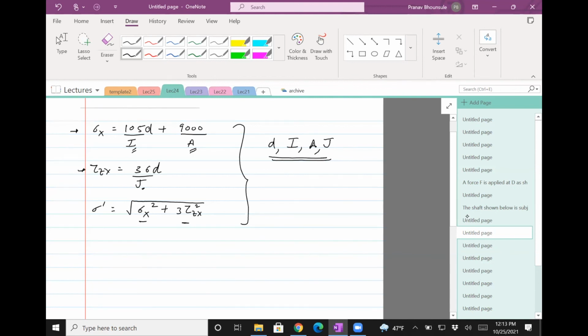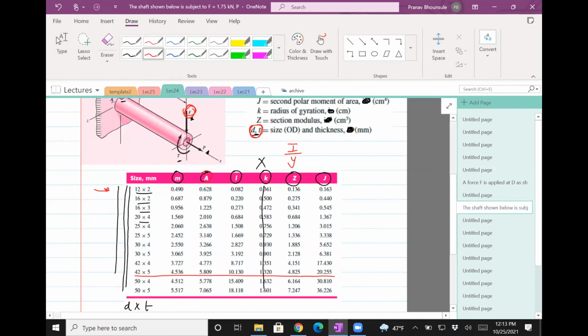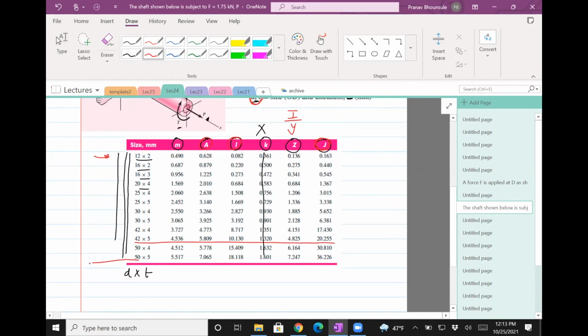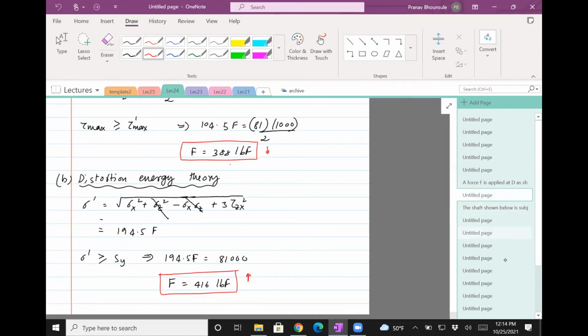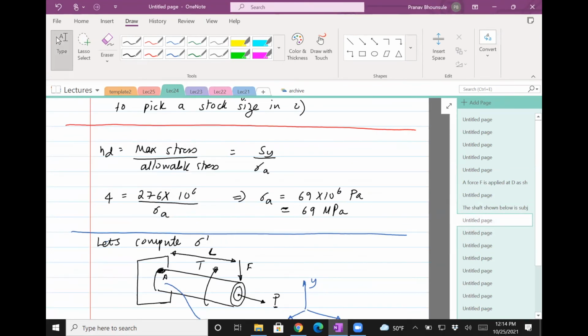So what you need to do is go back to the table. You see there's an A, there's an I, there's a J, and there's actually a D sitting in here. So you'll pick D, put in the value of A, put in the value of I and J, and then compute sigma prime. Compute sigma prime, and see if it's less than our computed value here. The maximum stress allowed is 69, so it should be less than 69. If it's less than 69, you're good to go.